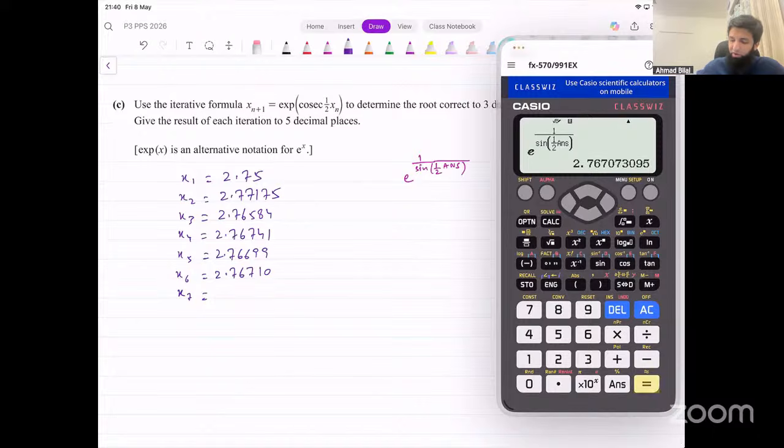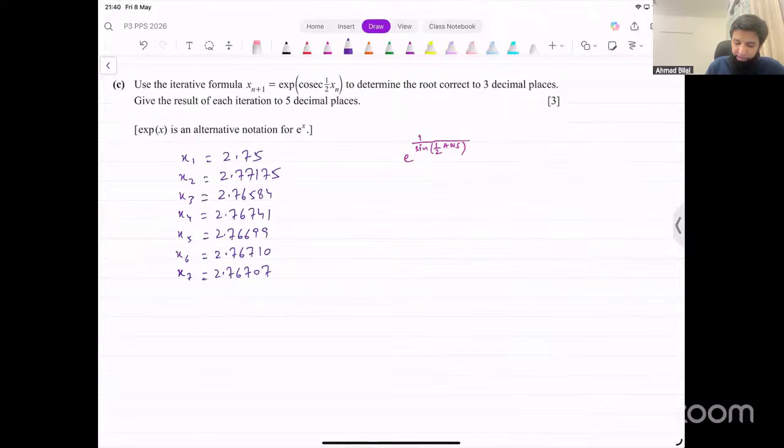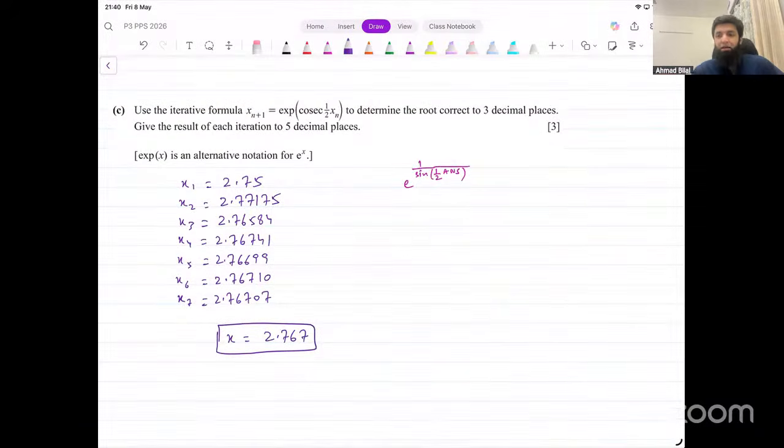So if I write one more, the next one is 2.76707. But this is sufficient now. Write down the answer now to 3 decimal places. X equals 2.767, and that's our final answer. Okay, that was straightforward. Let's move on to the next question.